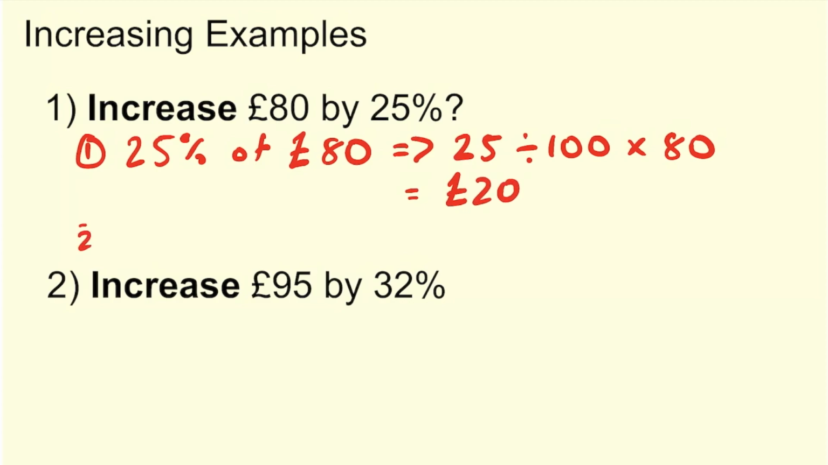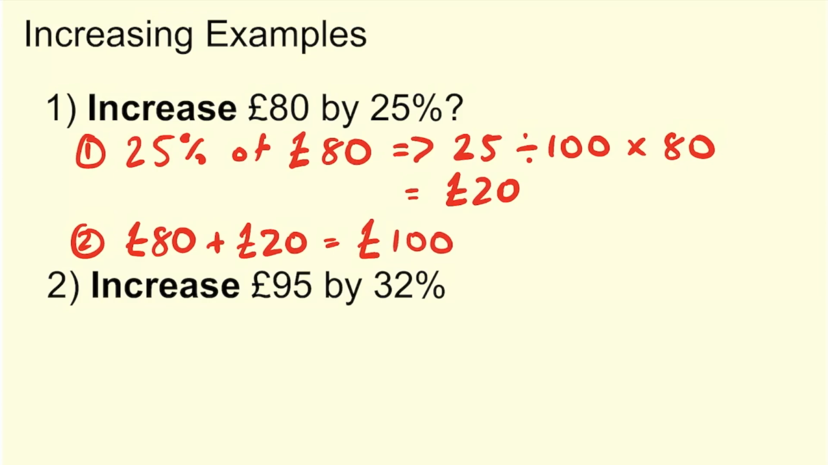Now for part 2, we're going to increase by 25%. So we're going to take the original amount, which is £80. We're going to add the £20. So if we increase the amount by 25%, we're going to have a total amount of £100.